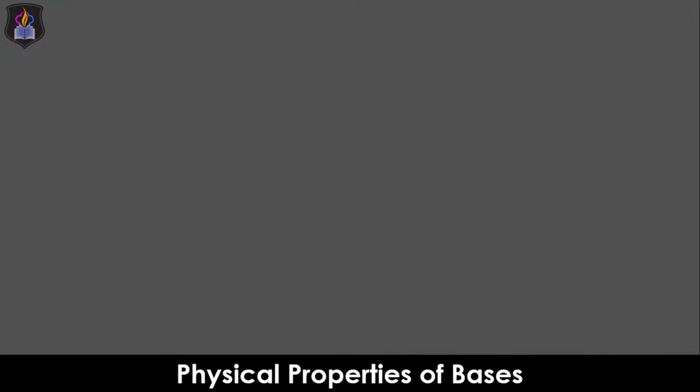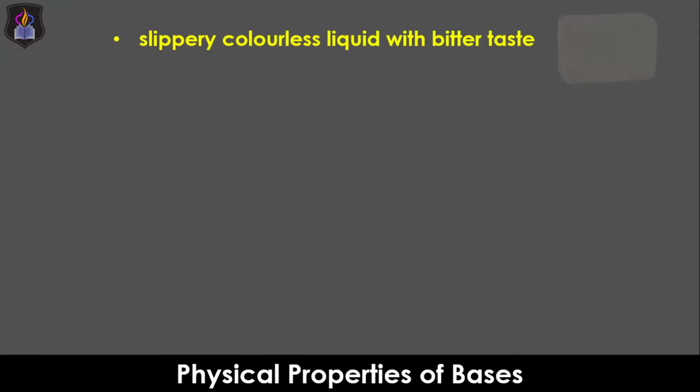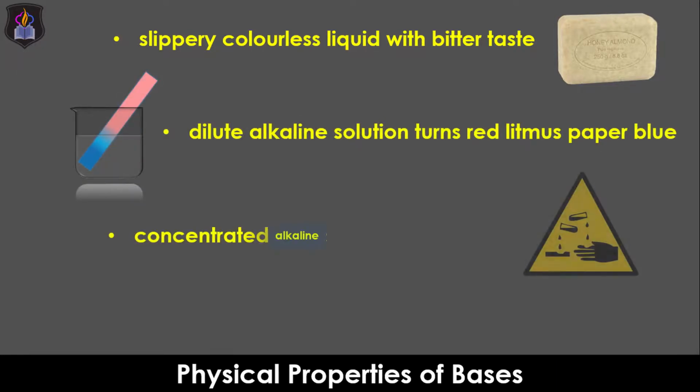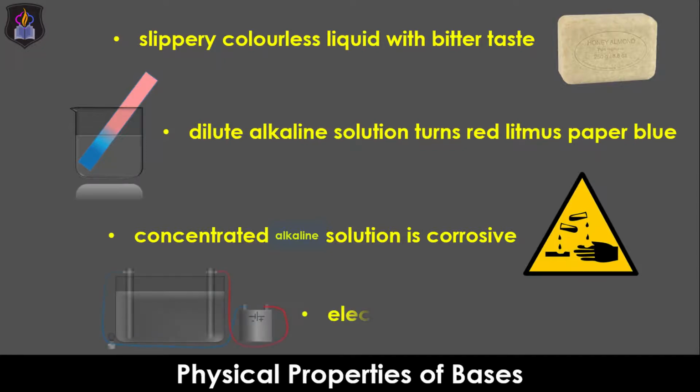Now let's look at the physical properties of bases. An alkaline solution is colorless with a bitter taste and is slippery to touch. The slippery nature of soaps is partly due to the presence of sodium hydroxide or potassium hydroxide used as the major ingredient. A dilute alkaline solution turns red litmus paper blue, while a concentrated alkaline solution is corrosive. Just like acids, soluble bases conduct electricity in solution. Strong alkalis are strong electrolytes, while weak alkalis are weak electrolytes.